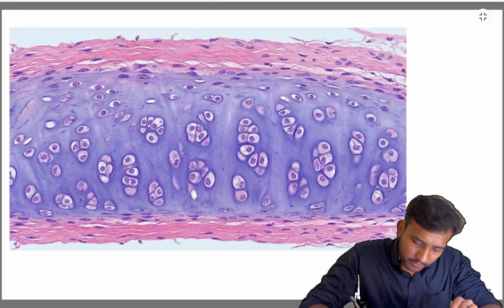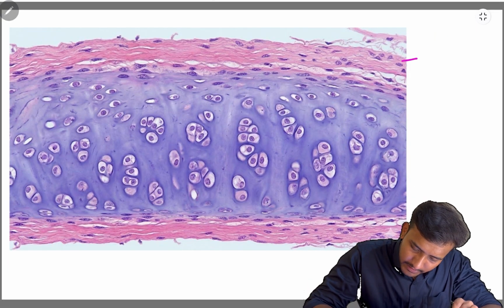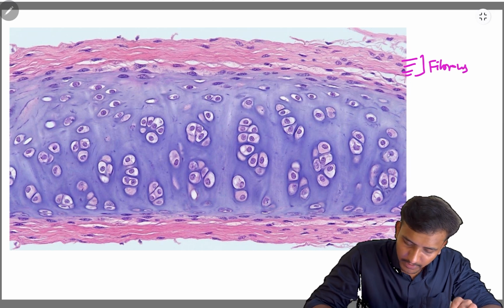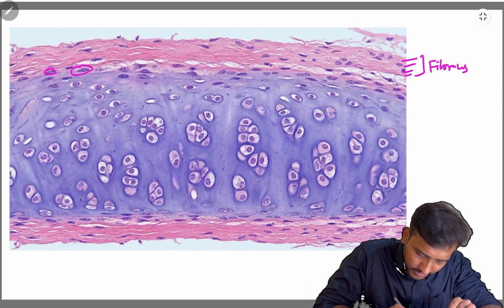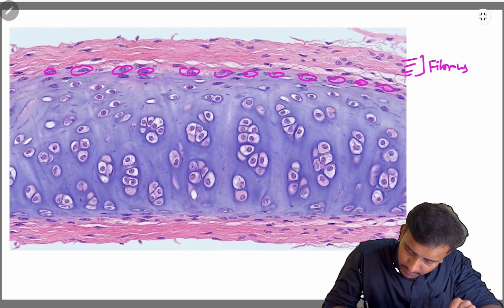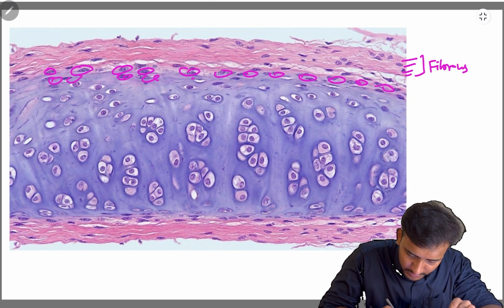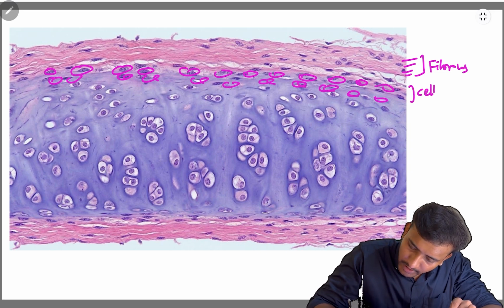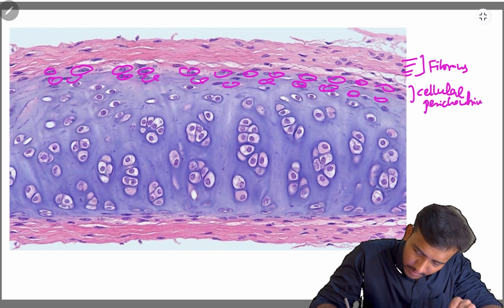Now look at this diagram over here, guys. You will see this fibrous layer, right? This is your fibrous perichondrium. And you can see the cellular layer over here, right? There is a layer of cells which is forming a covering kind of thing, right? This is all your cellular layer. What is that? That is your cellular perichondrium, right? Cellular perichondrium. That's what I told.